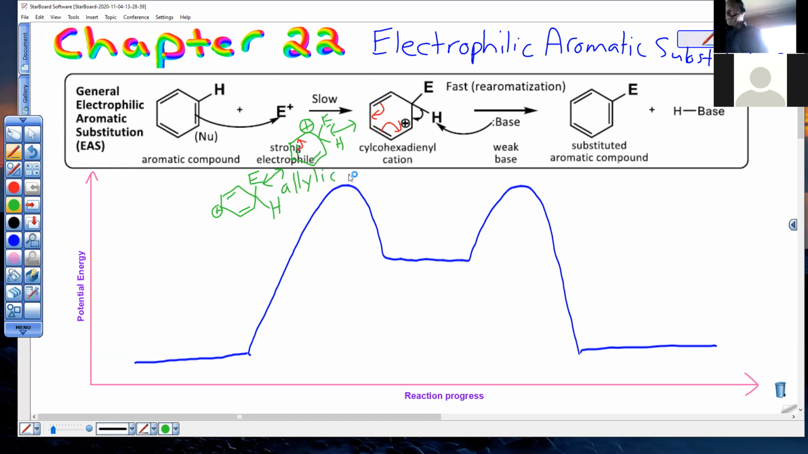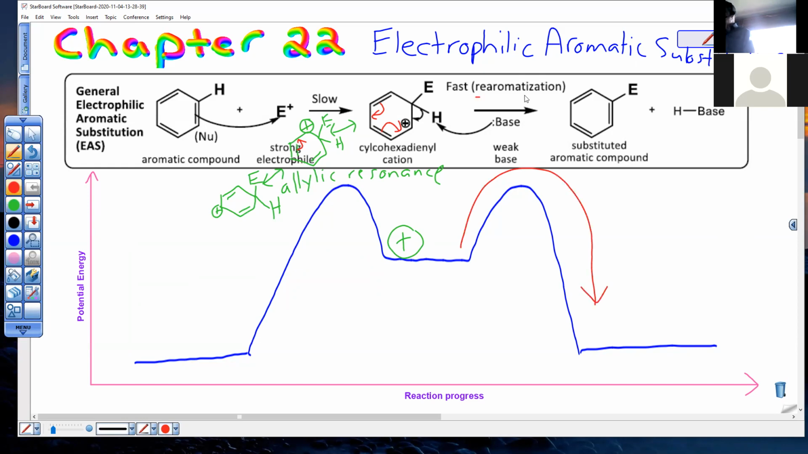Allylic resonance. And it makes the barrier somewhat less than 152 kilojoules per mole to get to our cation here. And you got your cation there. And then it reacts with some kind of a base. And the reason this is so exothermic to go from cation to final product is that you're getting your aromaticity back.